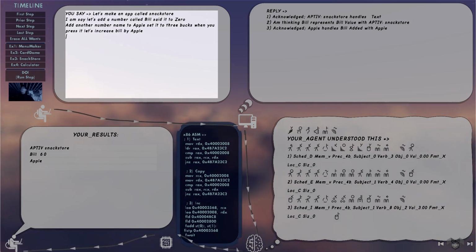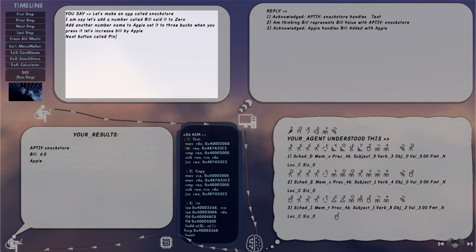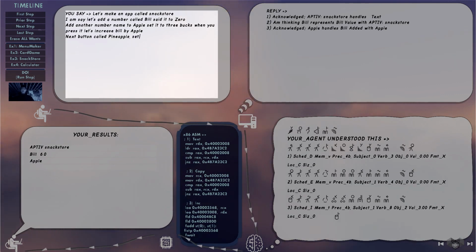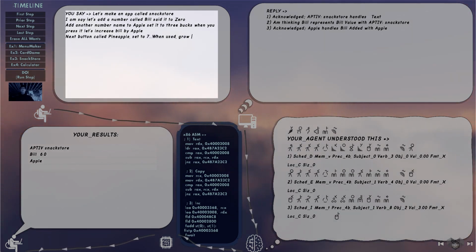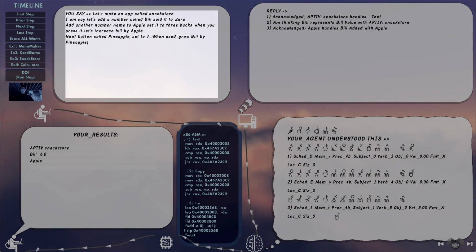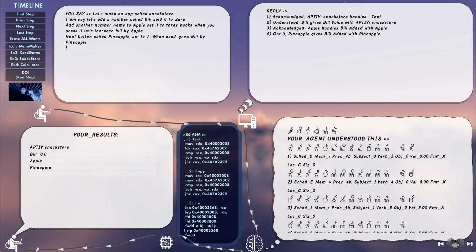I'm going to type these just to be quick about it. Next button called pineapple. So we know it's similar to the word apple. Let's make that set to 7. When used, grow that bill by pineapple. And it looks like we got that there.